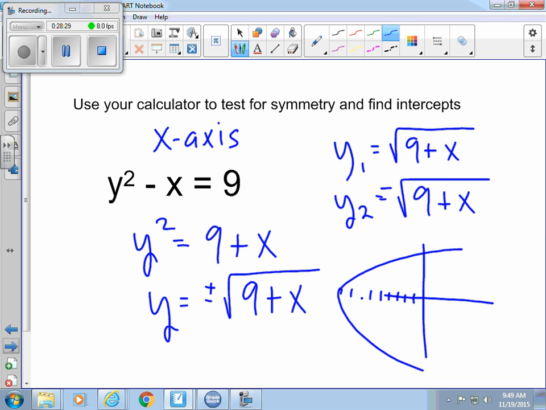Mine stops before it gets back to it. It stops before it gets to the next axis. But even though it does, it still has y-axis or x-axis symmetry, so you could probably still get away with it.